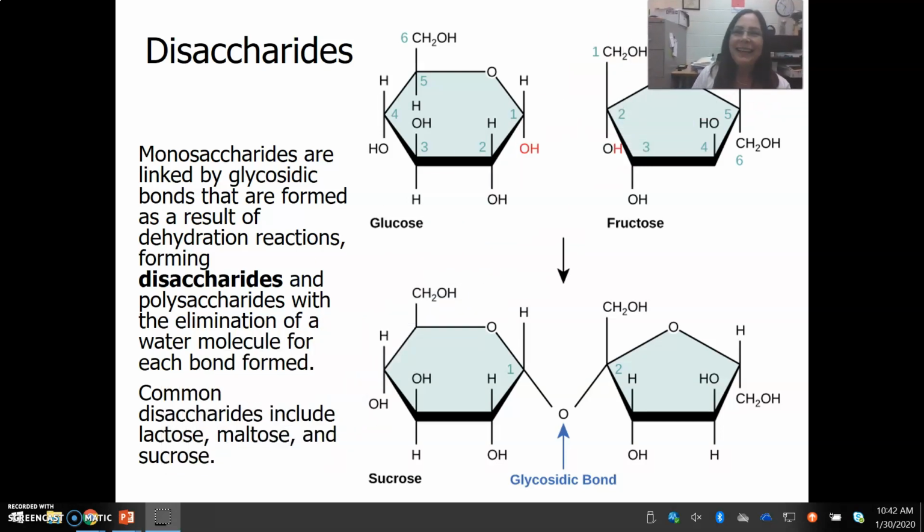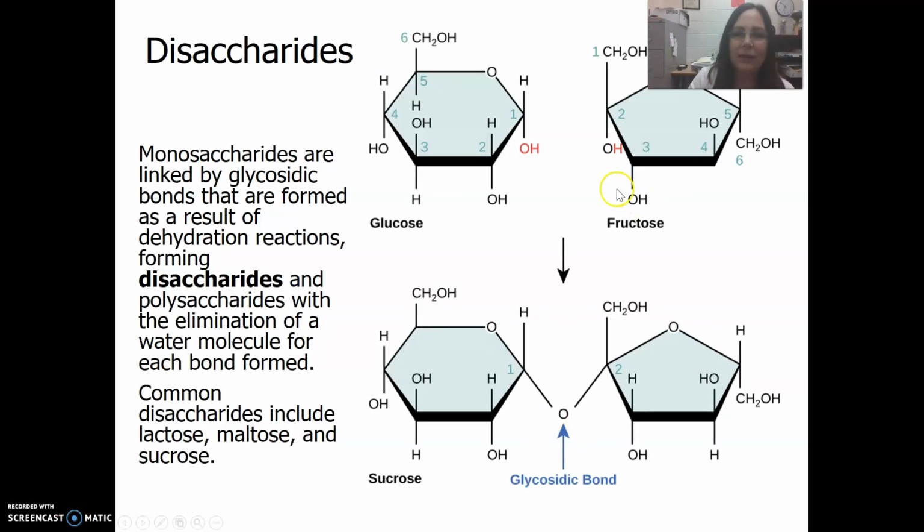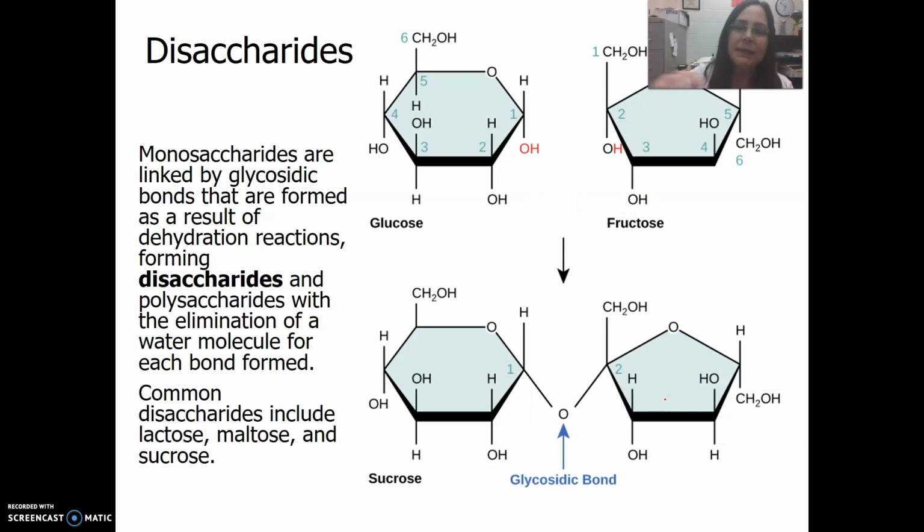But disaccharides are when 2 monosaccharides are linked together by a glycosidic bond, which is a covalent bond. This is called a glycosidic bond, the covalent bond that links together 2 monosaccharides.